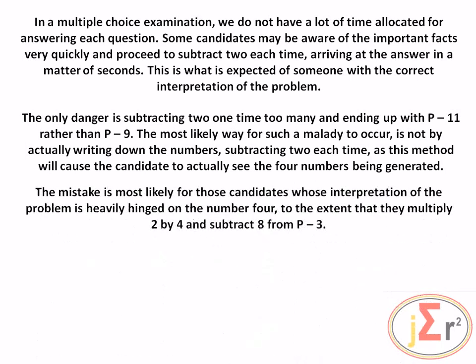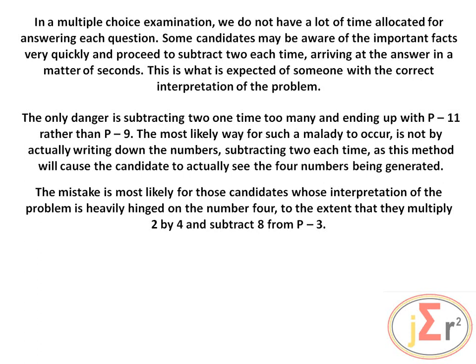The mistake is most likely for those candidates whose interpretation of the problem is heavily hinged on the number 4, to the extent that they multiply 2 by 4 and subtract 8 from p minus 3. So by writing down the numbers, we will see 4 numbers, and then we'll know that if p minus 3 is the largest, then p minus 9 is the smallest of the 3 consecutive odd numbers.